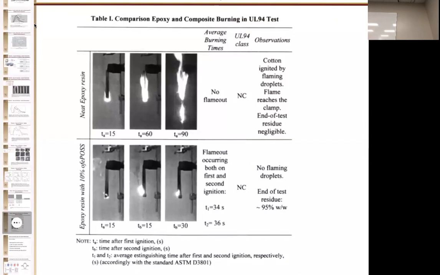Because for a V0, it has to self-extinguish in 10 seconds. For a V1, it has to self-extinguish in 30 seconds. They both missed by 30 seconds. So they had most of the material here, and they had no drops. That's great. But then the cotton ignited for this one right here. So they have improved it, but they still don't have their V0 or even a V2.